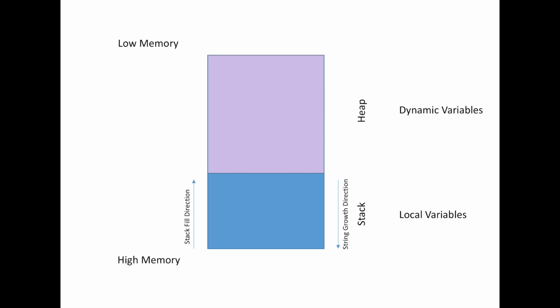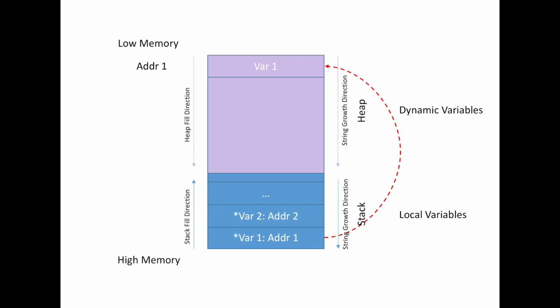The heap is filled into the direction of the stack, and strings written to the heap are growing in the same direction. When a dynamic variable is written into the heap, there is also a pointer to the variable stored in the stack, which points to the address in the heap.